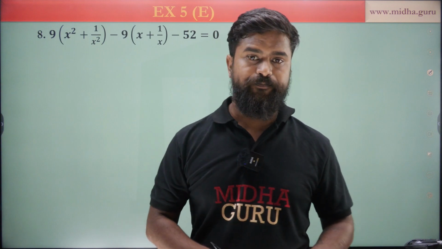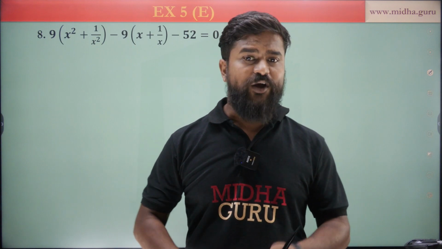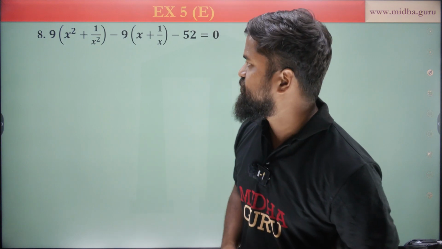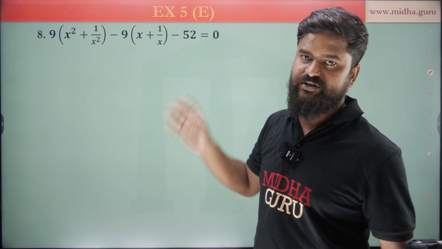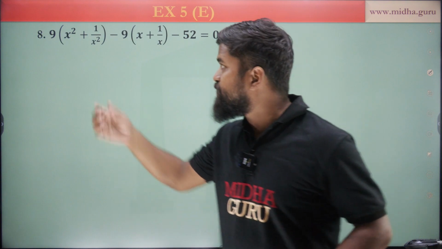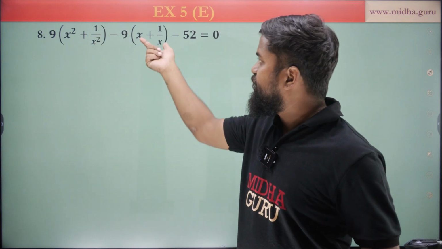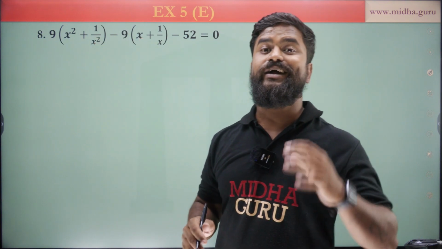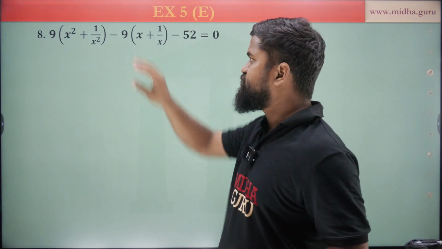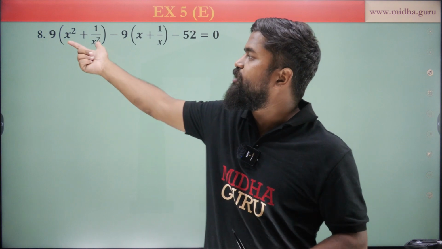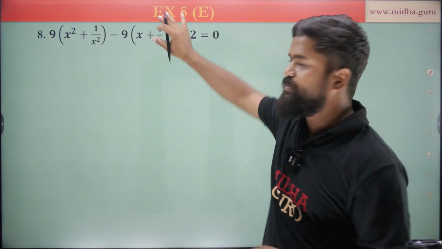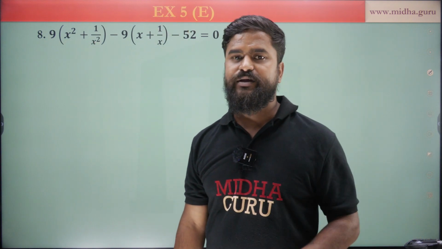Now the next question is kind of complex. You have to understand the details of it first. Here we have 9 times (x squared plus 1 by x squared) minus 9 times (x plus 1 by x) minus 52 equals 0. Here we have x squared plus 1 by x squared, and here we have x plus 1 by x. So straight away it would strike you that we should take this as y and this as y squared. However, you may miss out that this is not completely y squared. But the thought process is on the right track.